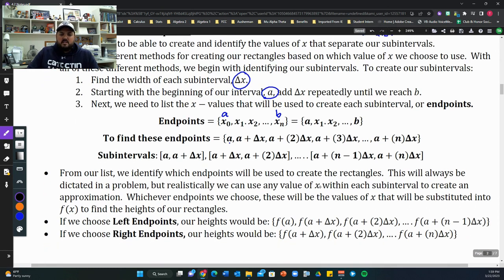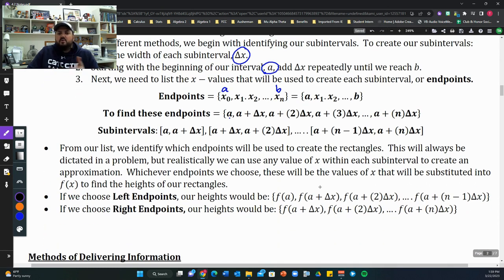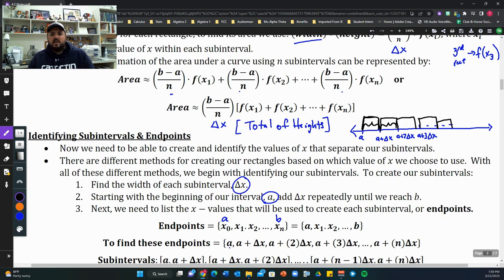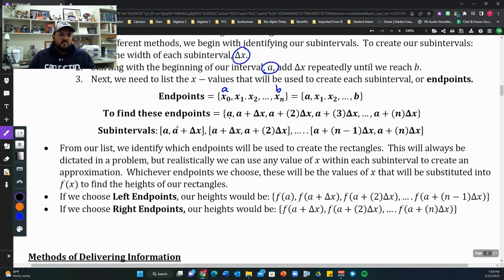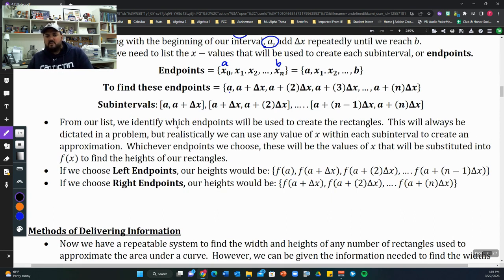So from that list then, now we have to identify which ones we're actually going to use to make the rectangles. And again, we want to be consistent. We don't want to use a left endpoint for one interval and then a right endpoint for the next one and then constantly bounce back and forth. Because if we do that, then we can't use our quick, efficient, repeatable process here. We have to stay consistent. So we're going to use all the left endpoints or all the right endpoints.